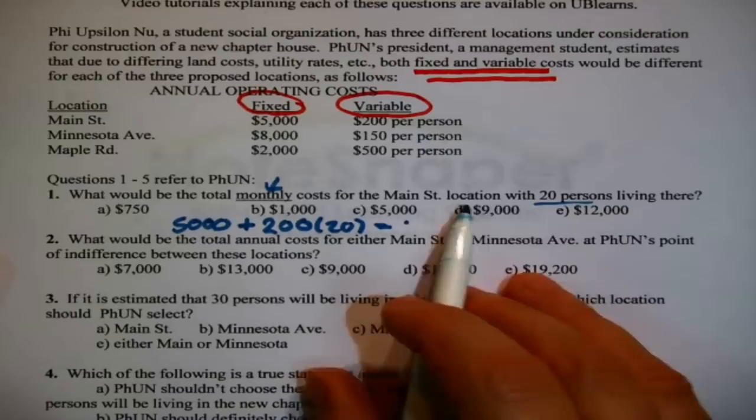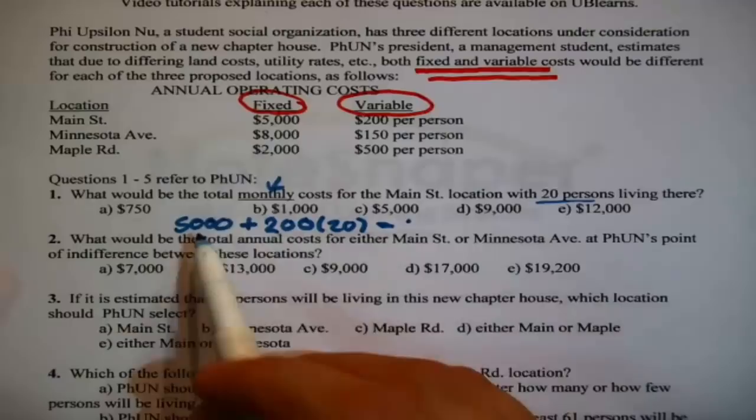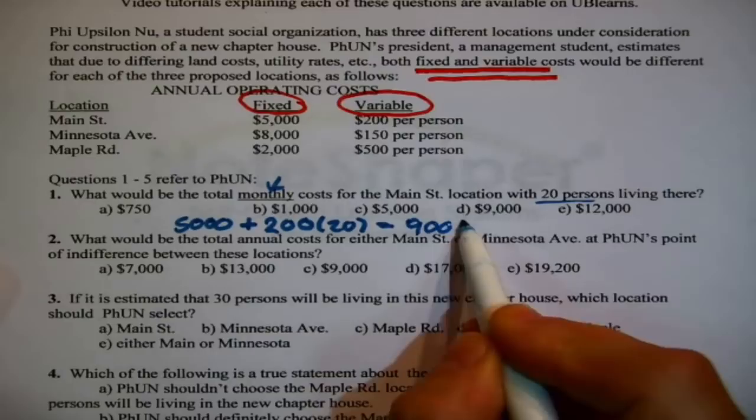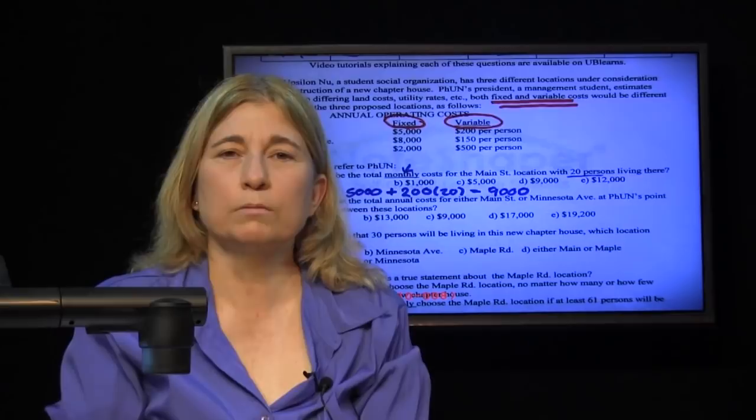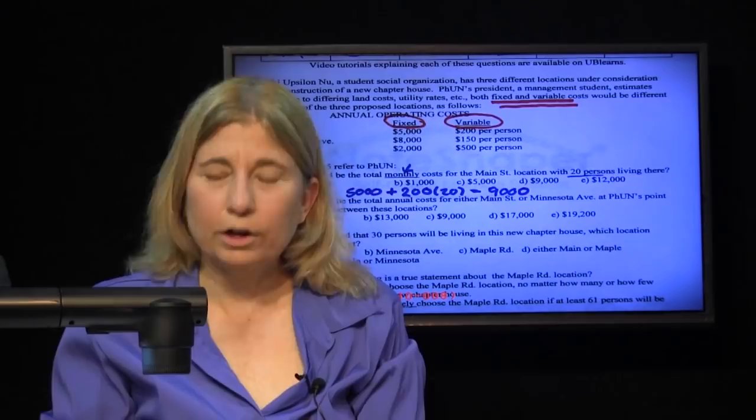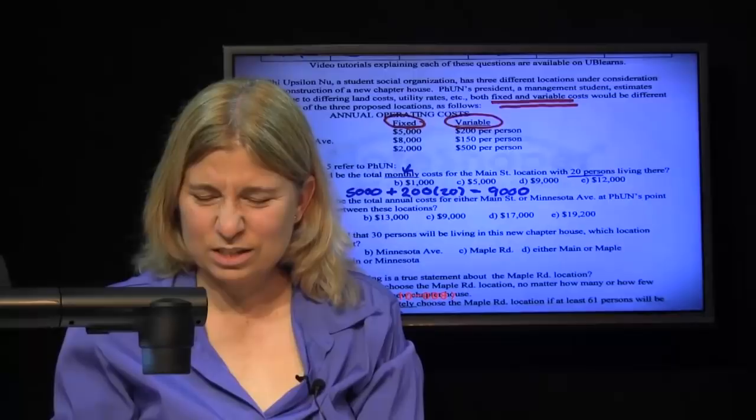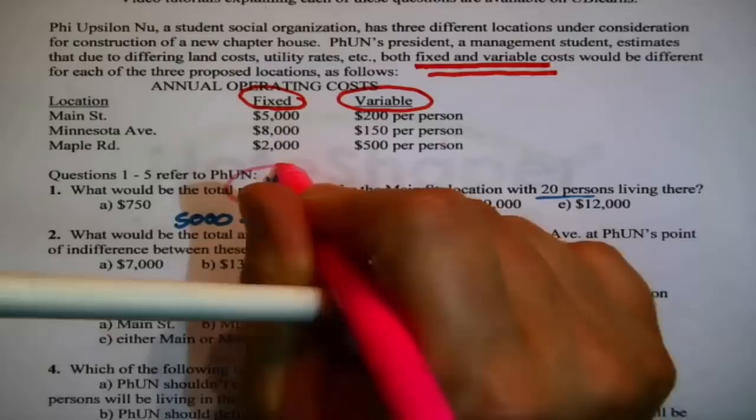What would be the following total monthly costs for the Main Street location with 20 people living at it? You don't need a graph. See, all you do is retrieve 5,200 times 20, the information for that location, oh, you get 9,000. Get 9,000, don't mark that. Don't mark that, right? And well, you said, yeah, I know, because you gave me the answers first, and 9,000 is D.